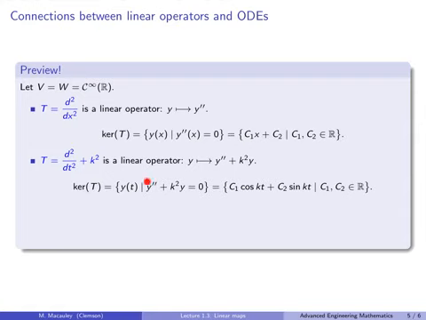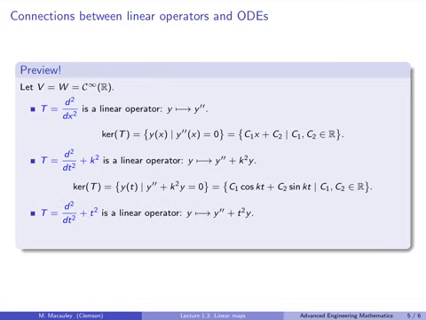Now, just as a reminder, if this plus sign had been a negative sign, if this had been y double prime minus k squared y equals 0, now that's going to come from the differential operator where this plus is a minus. But do you remember what the solution to this is? That is c1 e to the kt plus c2 e to the minus kt. So more on this later.